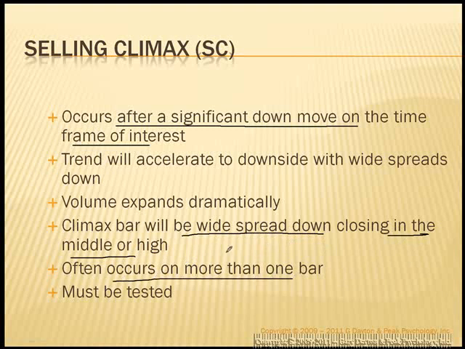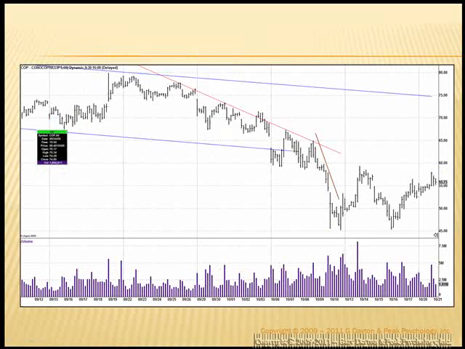It frequently is going to come on more than one bar. You're going to see multiple widespread bars, and you're going to see that volume expand dramatically. But you also, and this is the thing that's never taught, and this is important, you're going to see that trend accelerate to the downside with those wide spreads down. And I'll show you exactly what I mean. Here is a chart. I've traded this stock. I like this stock. This is a 60-minute chart of ConocoPhillips, good oil stock.